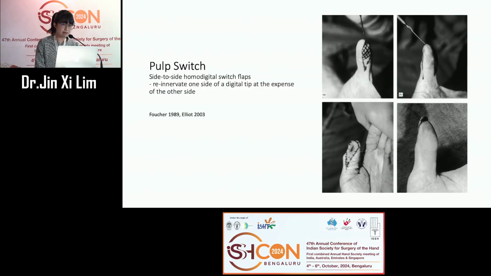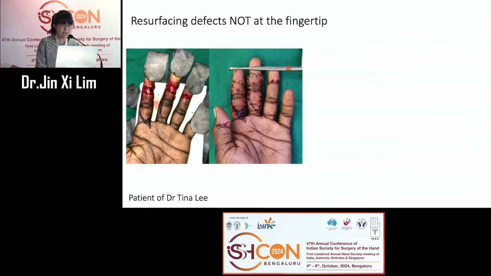The pulp switch flap is a design first proposed by Fouché in 1989. The purpose of this flap is to provide sensate skin to critical sensing areas in the digit or thumb that has lost its sensation. This is a case contributed by Dr. Tina Lee. In this patient, the flap was used to resurface a defect at the volar aspect of the DIPJ, so it's not at the fingertip. And we can also use this technique if we have a concurrent nerve or vessel defect that we need to bridge.